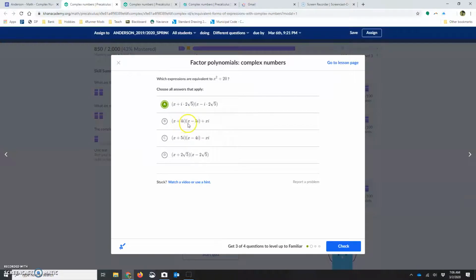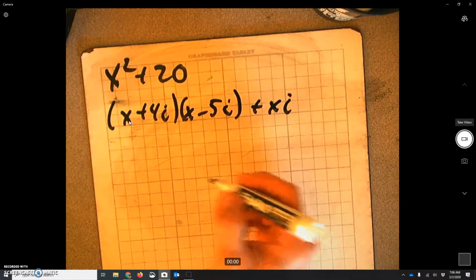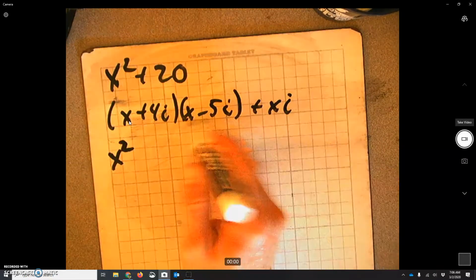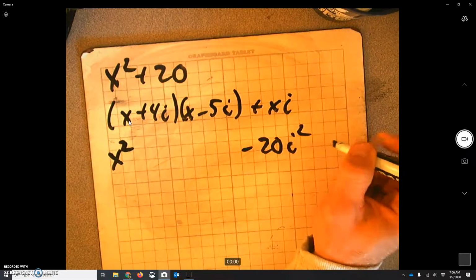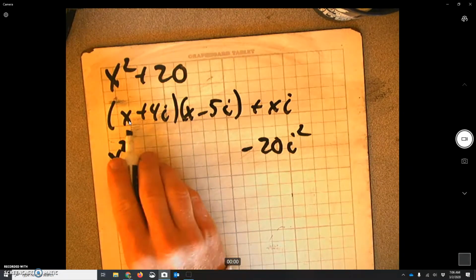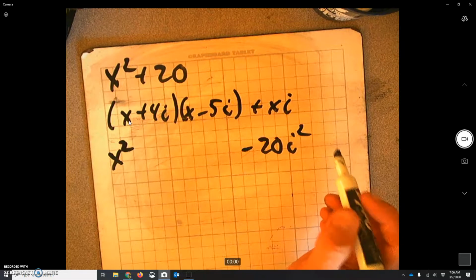This might put the i on the outside here. So let's check that one. I think B and C might both be correct. Alright, so this is not difference of two squares, so I have to multiply it out or box method. I'm going to do this mostly in my head. We get x squared. The backside we get negative 20i squared. And we get plus 4ix and minus 5ix. Or xi, I should say.